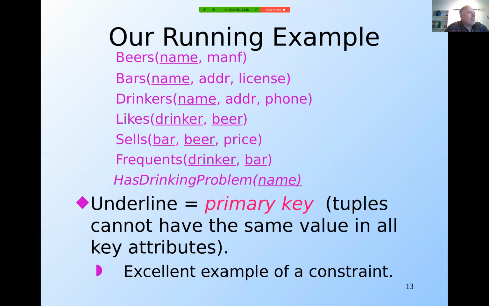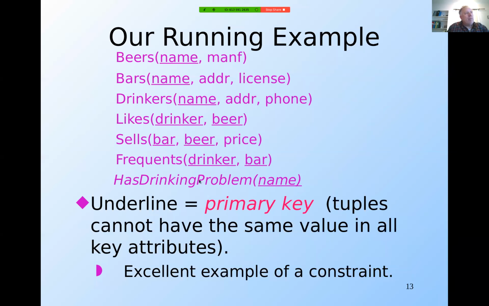But anyways, back to the example here. We have the notion of beers, bars that serve beers, and drinkers. These are people who drink beers. Drinkers like a beer, so this is a relationship between a drinker and a beer. Likes. Sells is a relationship between a bar and a beer: a bar is selling a beer at a price. Frequents is whether a certain drinker visits a certain bar. Has drinking problem is also a table, which has the name of the drinker who has a problem.